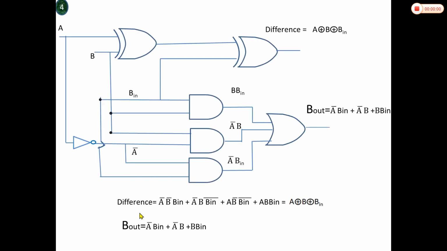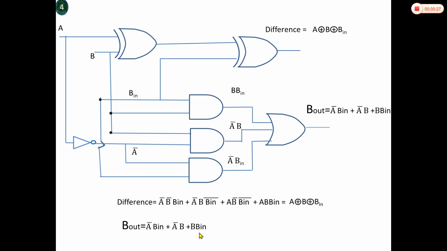Now we got the logical expression for the difference and borrow out. That difference logical expression is A bar B in bar plus A bar B in plus A B bar B in bar plus A B B in. That is equal to A exclusive OR B exclusive OR B in. And we got the logical expression for B out equal to A bar B in plus A bar B plus B B in.